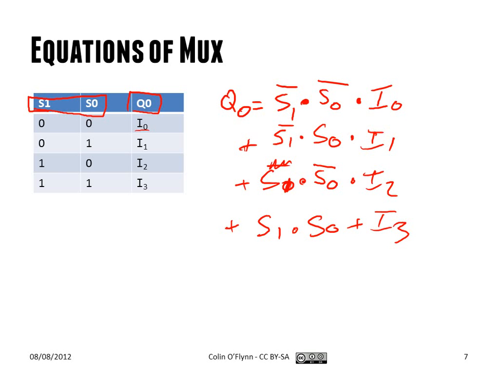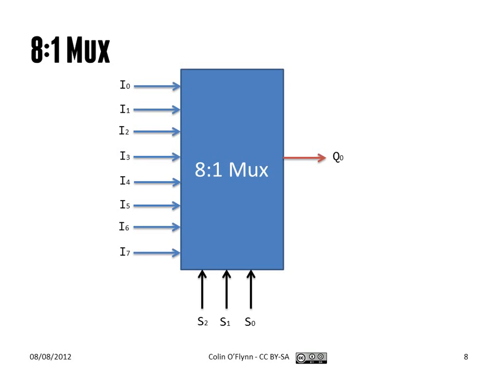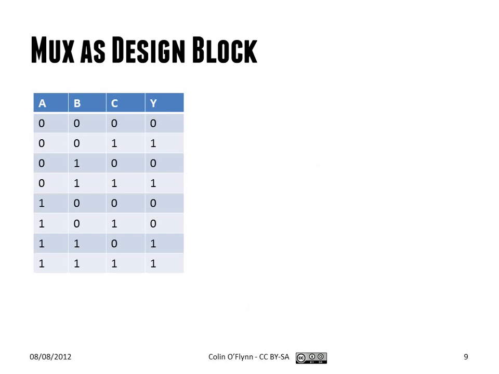So that's showing you that the output, where we're using I0, I1, I2, and I3 as the state of that input. 8-to-1 mux, 8 inputs, 1 output. Again, 3 address lines because we need 3 binary digits to represent 8 different combinations.